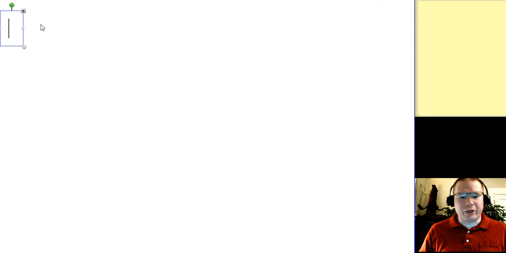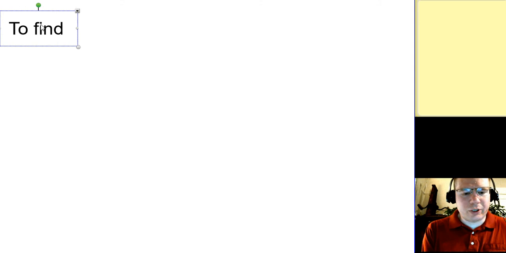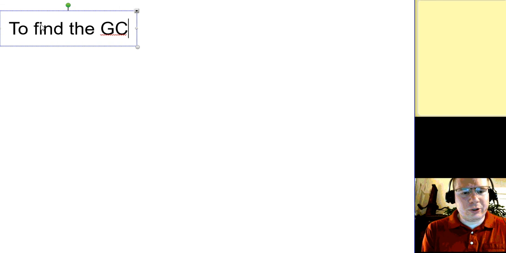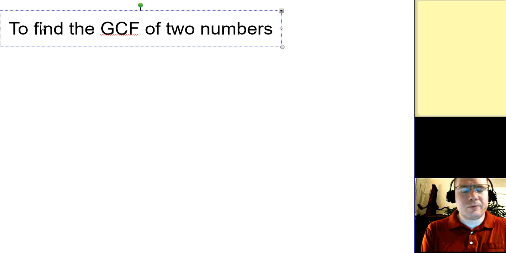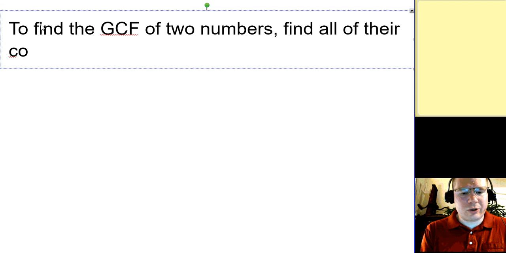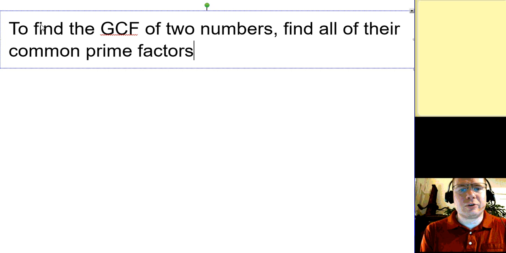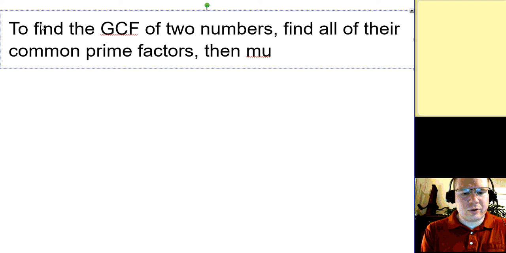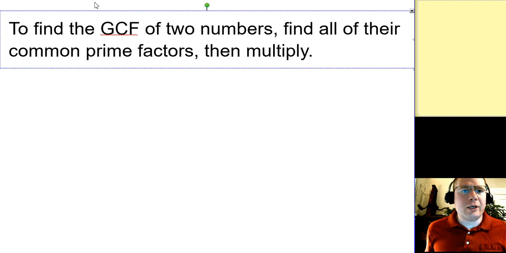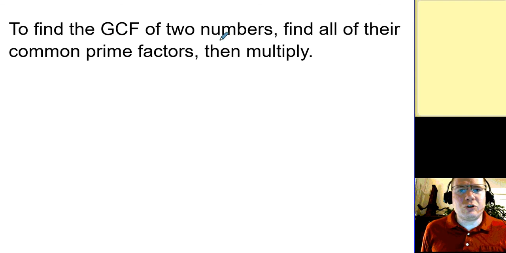So let's try to write that in words. To find the greatest common factor of two numbers, find all of their common prime factors, then multiply.